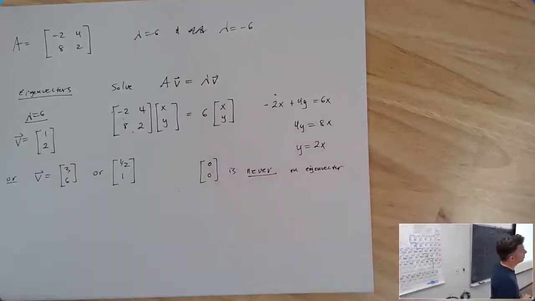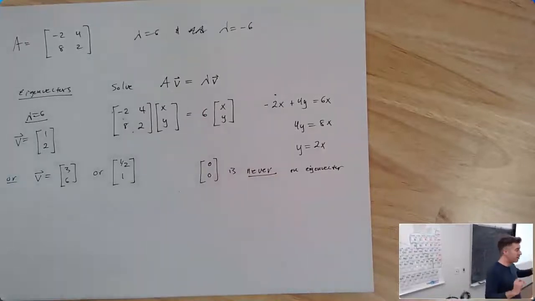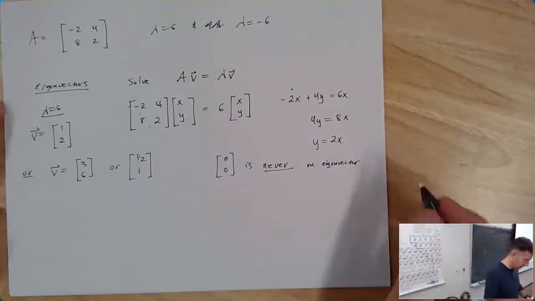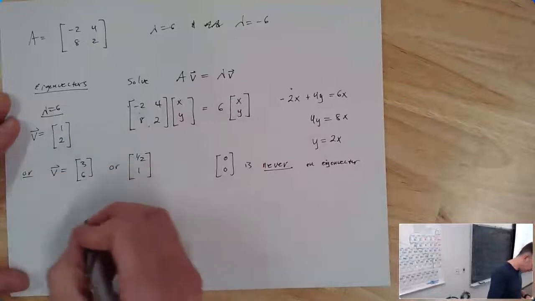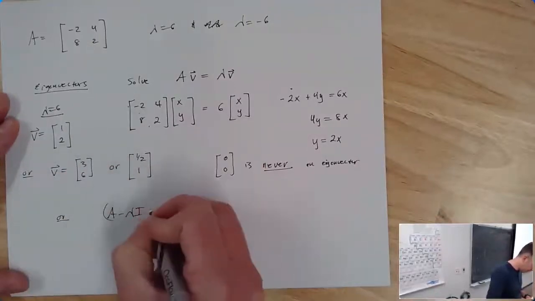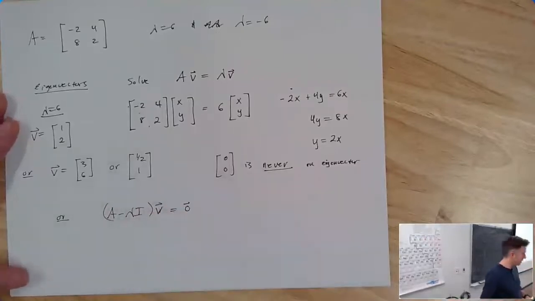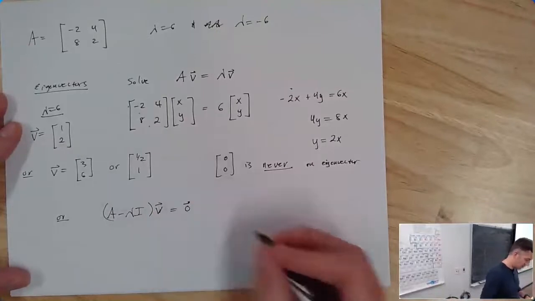If you're getting 0, 0, go back to the drawing board. There's something weird happening. You can certainly get one of the coordinates to be 0, and if that's the case, the other one is whatever value you want it to be. Typically, it's 1. So let's just point out the other way you could solve this, in case you don't like doing it this way, is to solve A minus lambda I times your unknown eigenvector equal to the 0 vector. That's the other typical way of doing this.